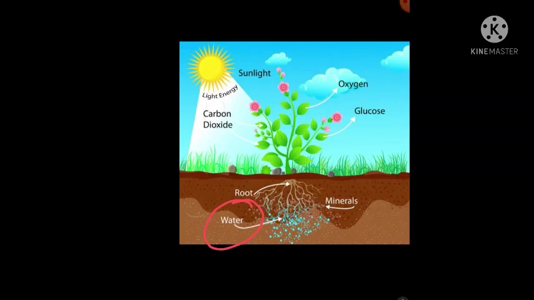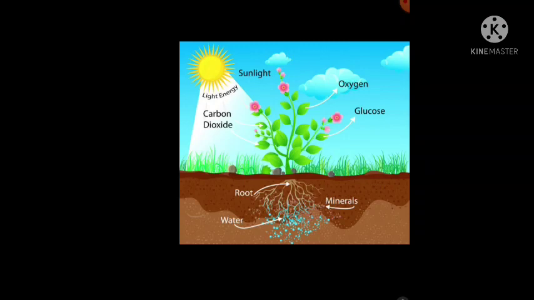So the chlorophyll-containing cells of leaves, in the presence of sunlight, use carbon dioxide and water to prepare food. The food prepared is in the form of carbohydrates, that means sugars. These sugars ultimately get converted into starch, which is another carbohydrate. In brief, photosynthesis can be represented by the equation.